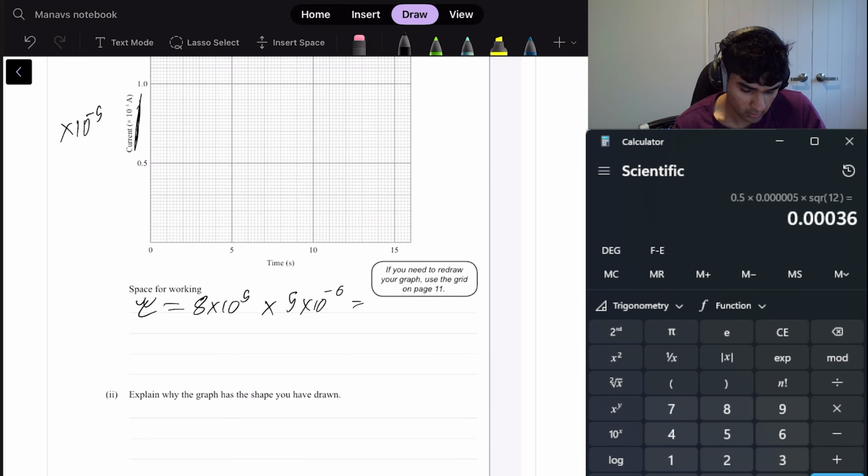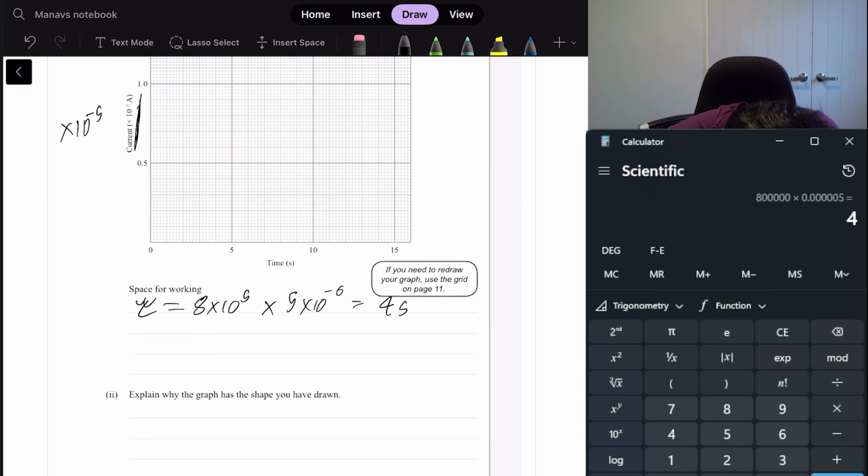8E5 multiplied by 5E negative 6. Boom, 4. Okay, 4 seconds.